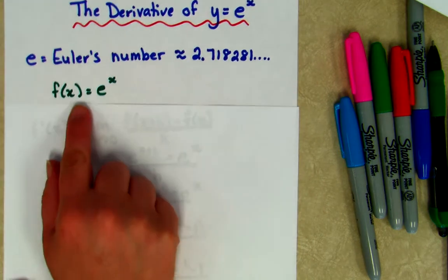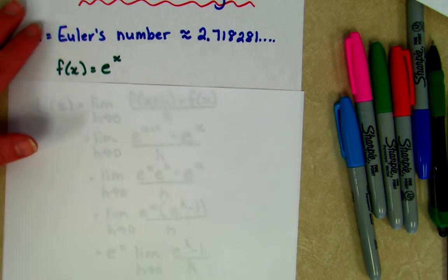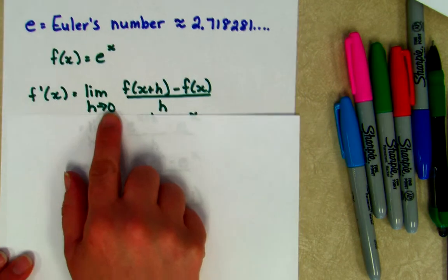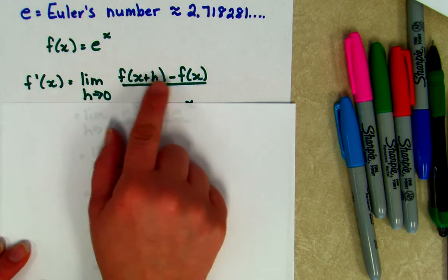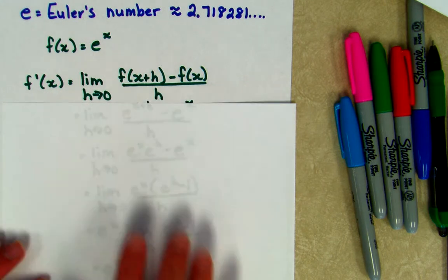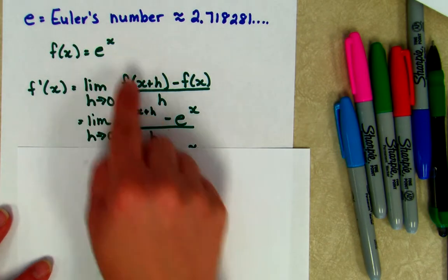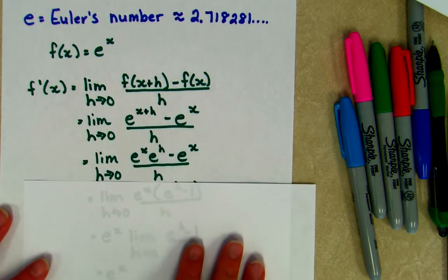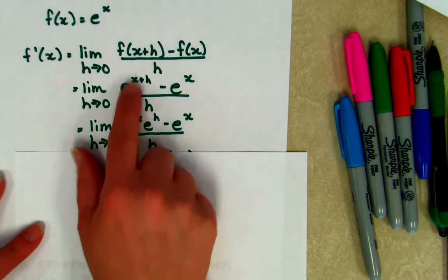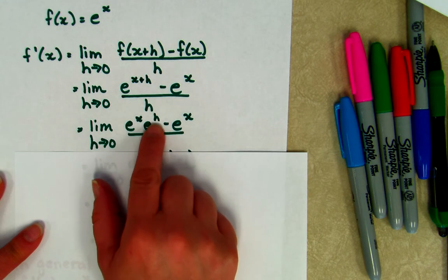So the function we're going to work with is f of x equals e to the x. And I'm going to repeat the process that we did for b to the x in the activity. So I'm going to use my limit definition for the derivative. The derivative is the limit as h approaches 0 of f of x plus h minus f of x, all over h. Now my function f in this case is e to the x. So I have e to the x plus h minus e to the x. I use my laws of exponents to take e to the x plus h and write it as e to the x times e to the h.